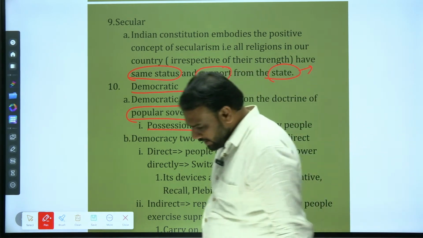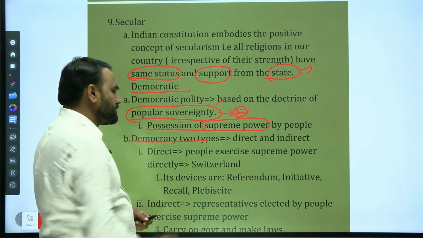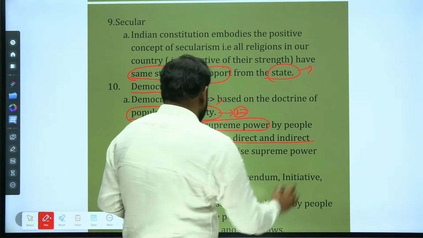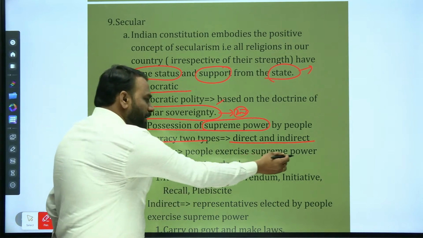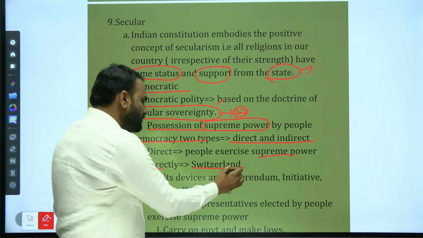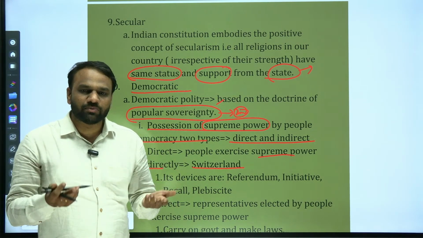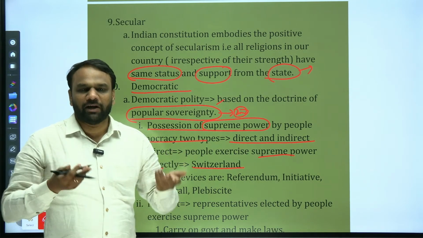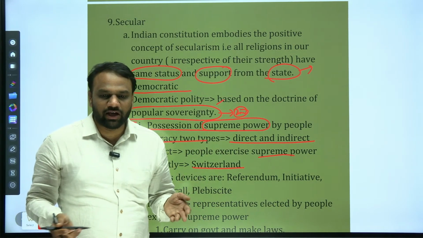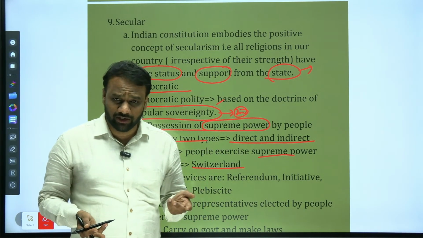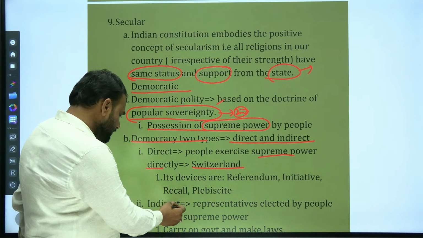Next, when it comes to democracy in general, democracy is of two types: direct and indirect democracy. In direct democracy, what happens? People exercise supreme power directly. Example, Switzerland. In Switzerland, whenever any decision is taken, all the people of the country participate. As Switzerland is a small country, it is possible there. But for a vast or diverse country like India, with a population of close to 130 crore, it will be difficult. So what kind of democracy do we have? We have indirect.